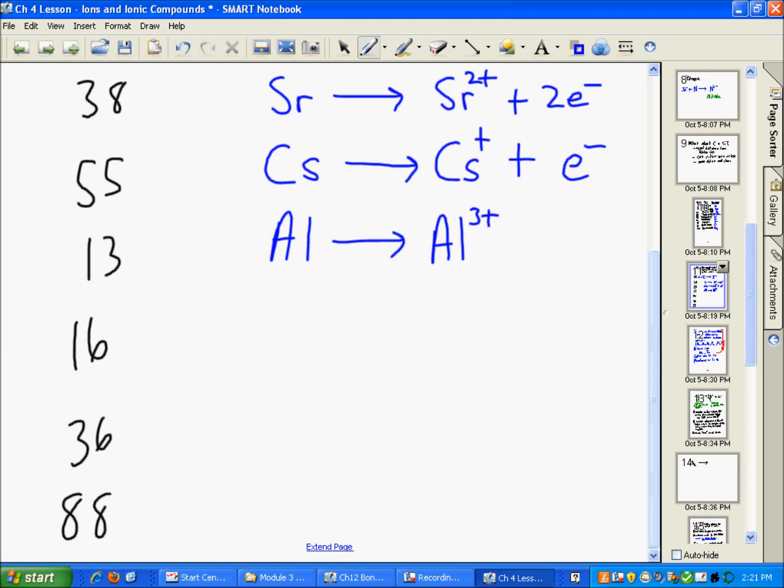And where do we put the electrons and how many? On the same side as the positive charge, and we need 3 of them. Good. Element 16.